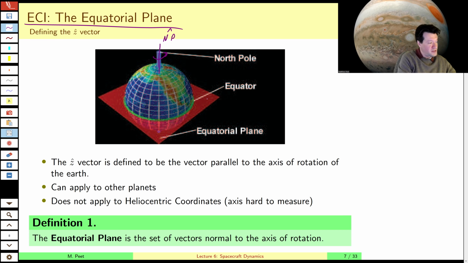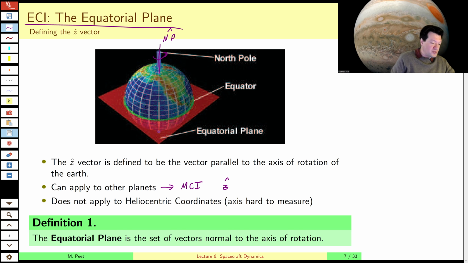The same logic, of course, applies to other planets as well, which have rotation vectors, and they all do in our solar system. And so for all these other planets, you can define, say, for example, a Mars-centered inertial coordinate system with respect to the rotation axis of Mars. So all of these special cases give us natural z-hat directions, and all define equatorial planes of the respective planet.